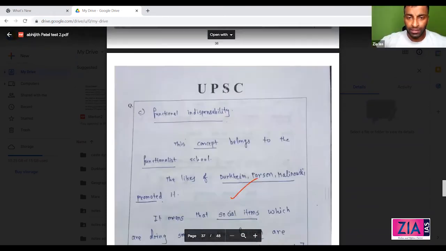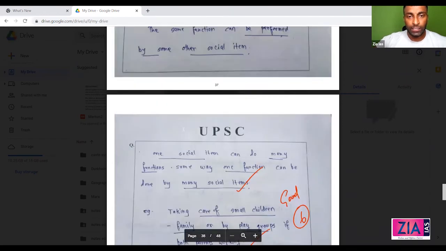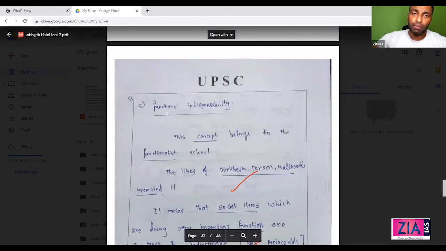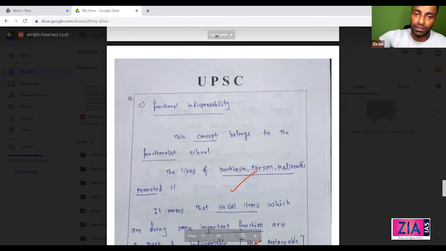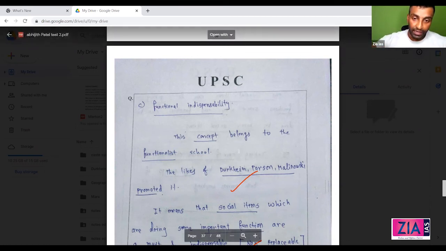Symbolic interactionism and indispensability. But he's talking about indispensability, okay? You mention in which context he's talking about this. Merton analyzed the previous functionalists, identified certain problems and proposed some solutions, and he gave everything in terms of postulates. He gave 3 postulates. Out of that, one is functional indispensability. Explain what is indispensability and how Malinowski's approach is related to that.